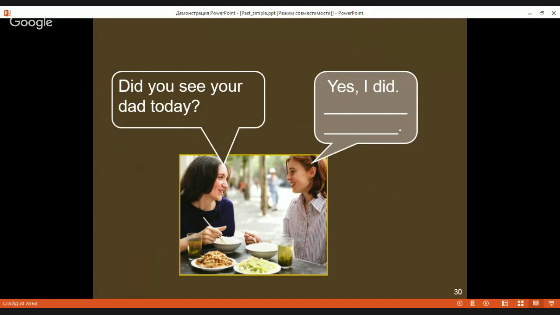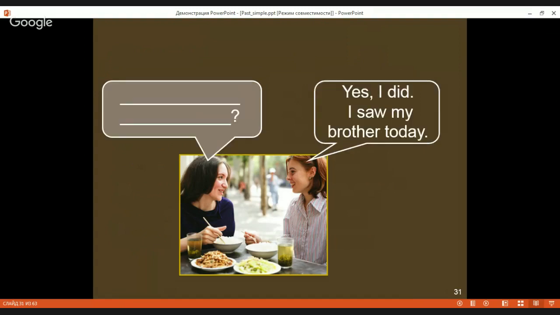So now a little task for you to practice questions and answers. Let's complete this little dialogue. Did you see your dad today? Yes, I did. And you need to finish the dialogue. I saw my dad today. So I will project you a little bit of similar pictures. Your job is to write down the sentences. Please remember that our task today is interactive and we need to work actively. So now you need to write a question.